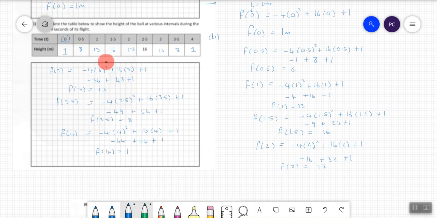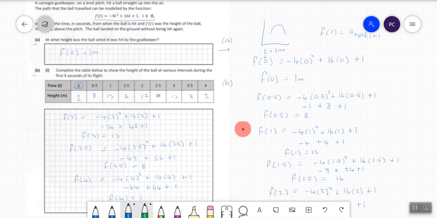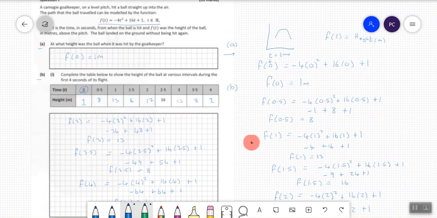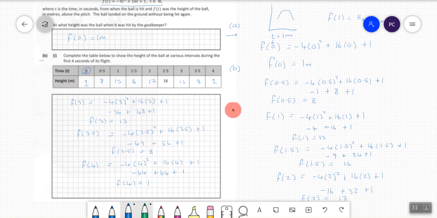So you can see here it starts at 1, goes to 8, 13, 16, 17, so it kind of levels off. So your peak is at 17, and then it starts to drop: 16, 13, 8, 1. Okay, so you can see that there's a pattern there. So this is the first part of this question. Again, you're going to get a lot of your marks for doing this workout, so just make sure to show all the workings out of your question, and fill in the table here. So complete the table below and show the height of the ball at various intervals. Okay, so that's what we've done there.